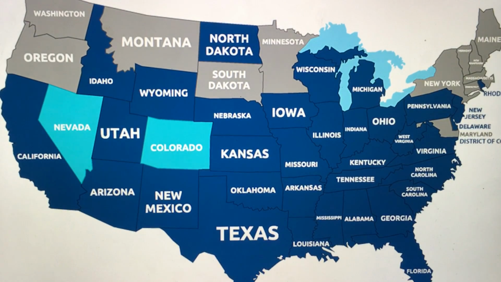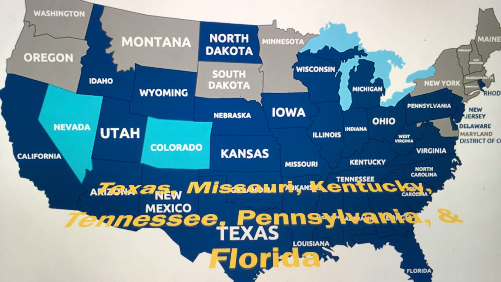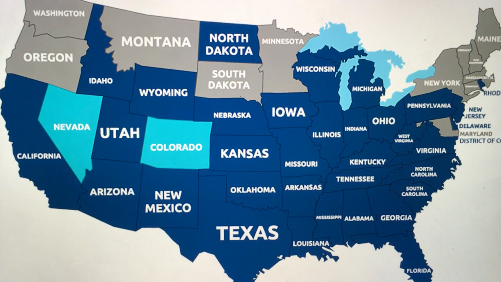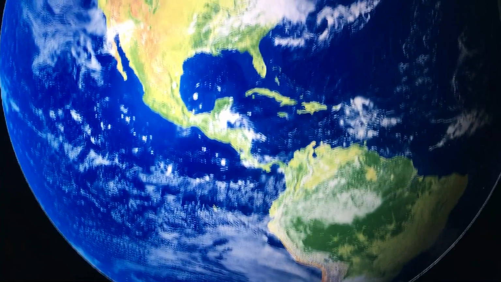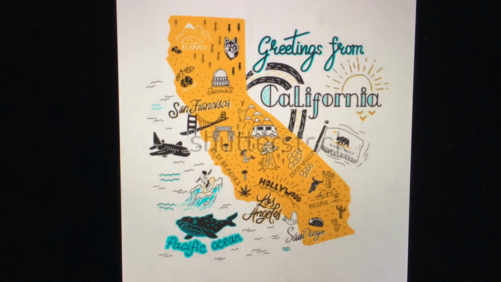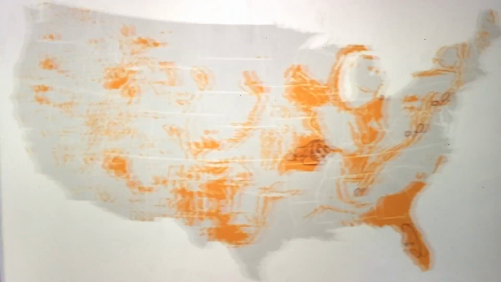Sinkholes are most common in the states of Texas, Missouri, Kentucky, Tennessee, Pennsylvania, and Florida, which has the highest risk of getting the most sinkholes. Even though these are the most common states, they can happen worldwide, including California, like the most recent one in Studio City, where it swallowed 2 cars.